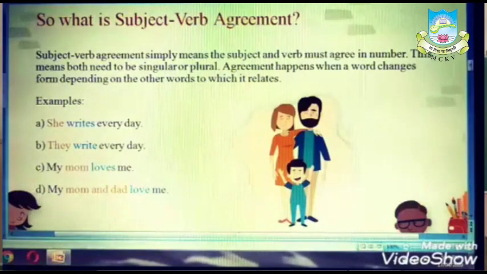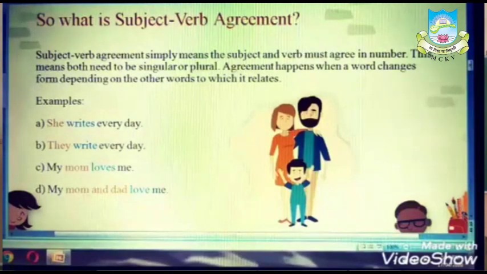In simple words, you will remember that a singular subject takes a singular verb and a plural subject takes a plural verb. In a sentence, if you can identify the true subject, then while you're doing subject-verb agreement, you will never make any mistakes. Now, consider these 4 sentences that you can see over here.